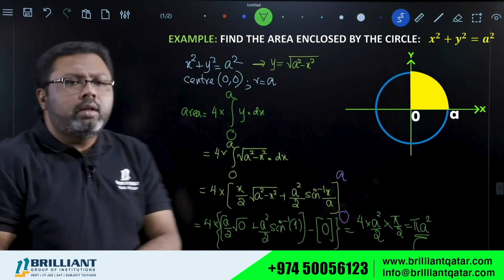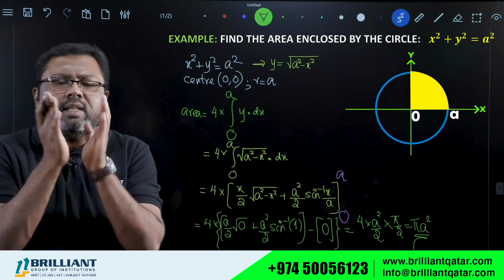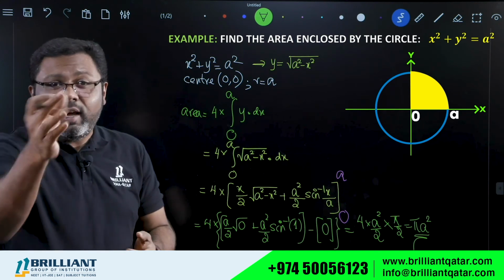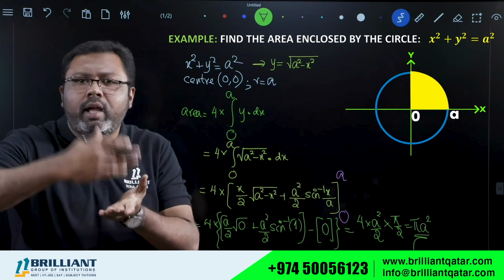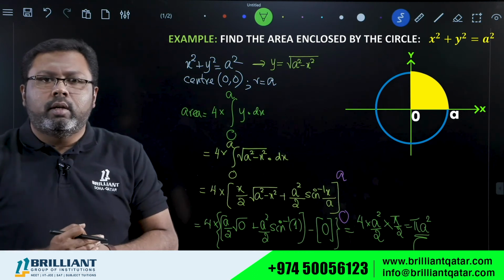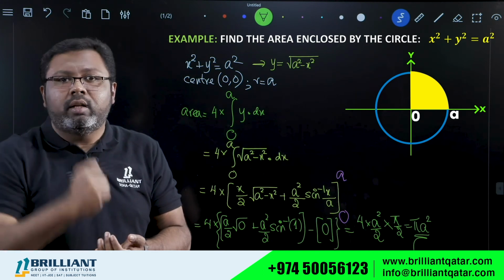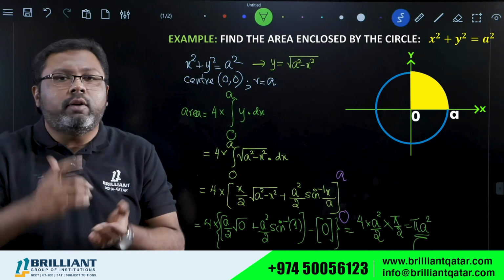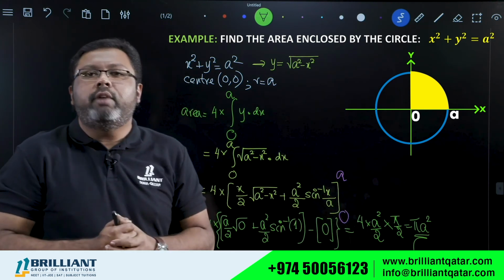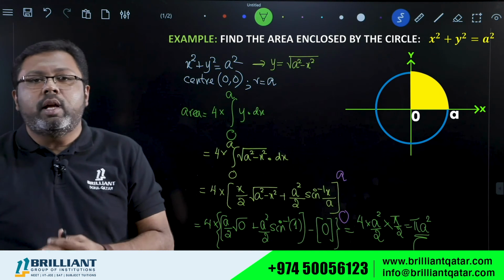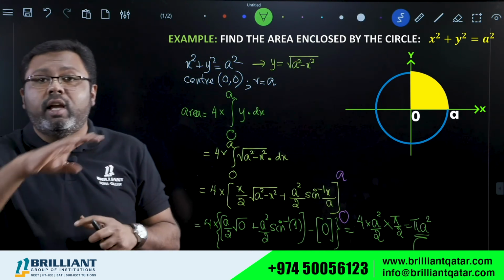Now let's verify it. Am I right or not? This is a circle with radius a, right? What is the formula for finding the area of a circle? Pi r squared, right? Radius a, so the area is pi a squared. So using application of integrals also, I found out that the area is pi a squared. This is how you use application of integrals to find the area under a curve.